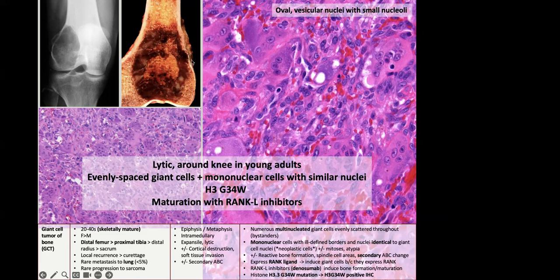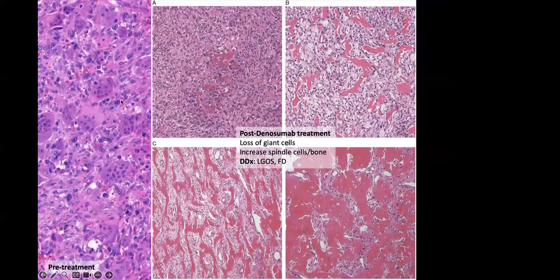These can be locally destructive. They can even occasionally metastasize because they can enter blood vessels, but they are usually not fatal. They can be treated with RANK ligand inhibitors, specifically denosumab, which essentially induces maturation. So pre-treatment on the left, post-treatment on the right, you can see how the giant cells regress because their signal to the mononuclear cells is blocked. And you basically get induction of bone with absence of any background lesional cells. Once you remove the denosumab, though, the lesion comes back.